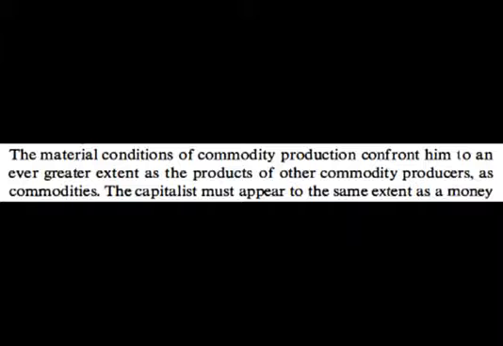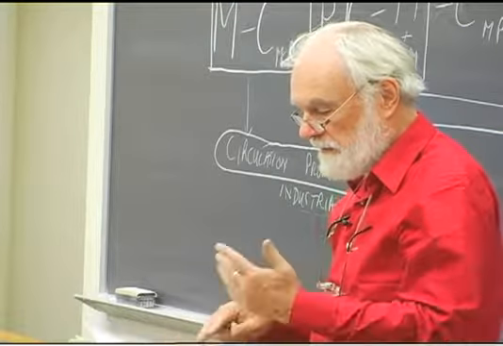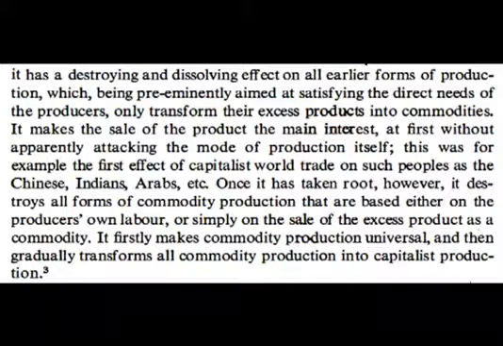Then the same is true, however, about means of production. As at the bottom of the paragraph 119, the material conditions of commodity production confront him, that is the capitalist, to ever greater degree as the products of other commodity producers, as commodities. So not only do you need a class of wage labourers, but you need a class of capitalist commodity producers. And as this begins to develop, he says on top of 120, all of this has a destroying and dissolving effect on all earlier forms of production, which being preeminently aimed at satisfying the direct needs of the producers, only transform their excess products into commodities.